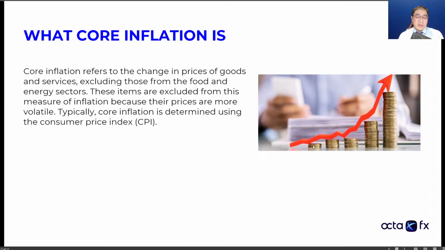Okay, so typically, the CPI number or the headline inflation number is typically higher than the core CPI. Core CPI is typically a little bit lower, but now we are looking at a little bit of a different situation because the core CPI in the US is actually a little bit higher. Okay, right. So the excluded items are typically oil, energies, and high ticket purchases like cars, right? These items are excluded from the measure of inflation because their prices are more volatile, typically more expensive. So core inflation is basically determined using the CPI itself.